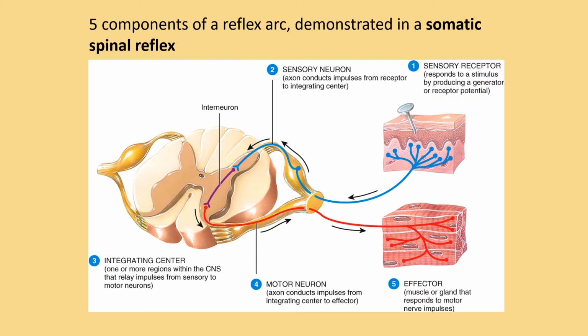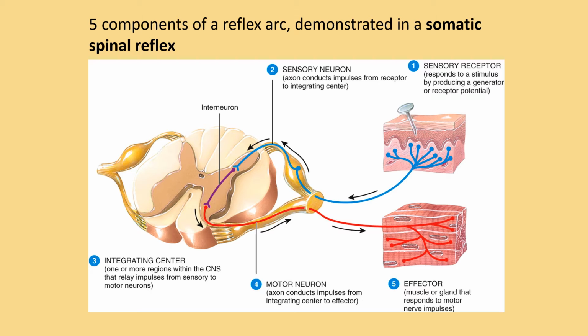So we can use this picture to illustrate the 5 components of a reflex arc. And specifically here, we see what's known as a somatic spinal reflex. And we'll talk about the different types of reflex arcs in just a moment. So somatic, you're familiar with the somatic nervous system, and you're just a little bit familiar with the spinal cord. We'll talk much more about the spinal cord in another recording. So let's go through this.